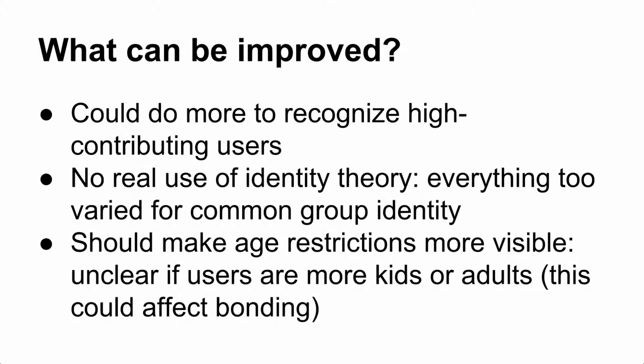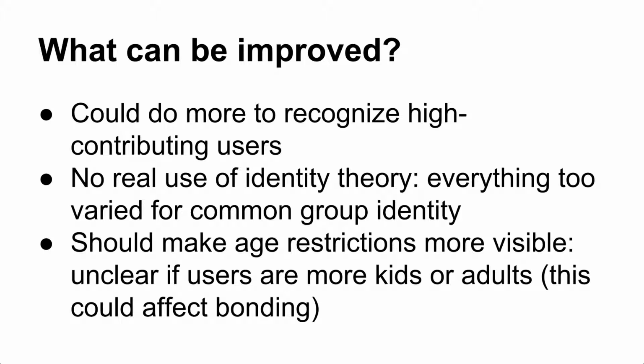What could be improved is that it doesn't do a lot to recognize high contributing users. So users who post a lot in the forums aren't recognized. There's no real use of identity theory, so there's no sort of overarching identity that every member of Gaia Online has. And we know from our readings that an overarching group identity can enhance users' commitment to a group, so that could be problematic.